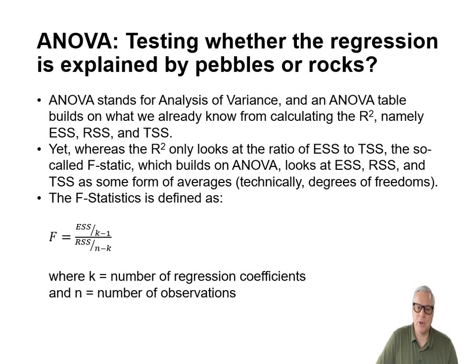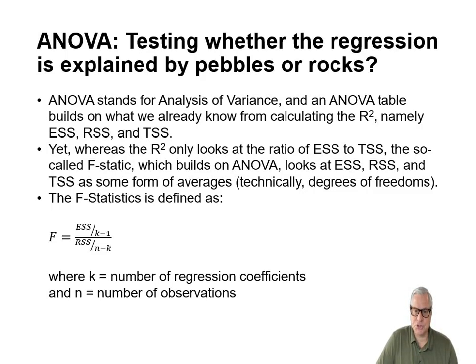So first of all, ANOVA stands for analysis of variance, and an ANOVA table, again, builds on what we already know from calculating the R squared, namely the explained sum of squares, the residual sum of squares, and the total sum of squares.